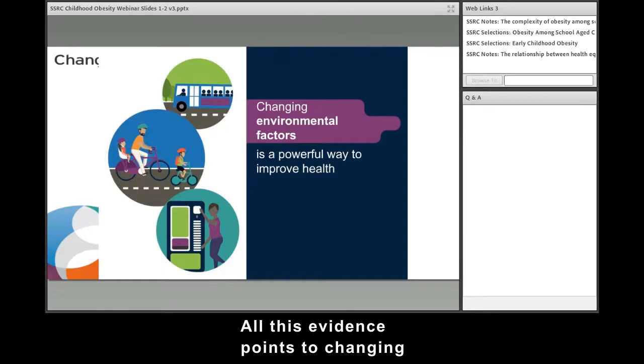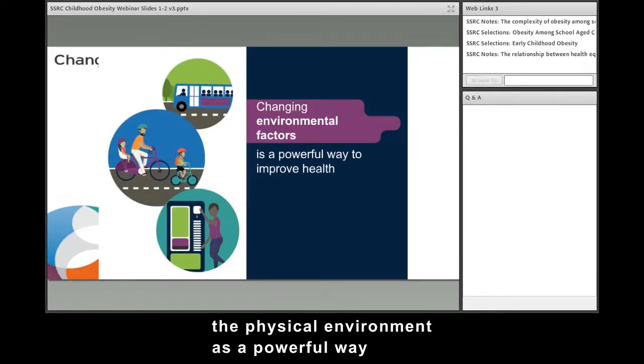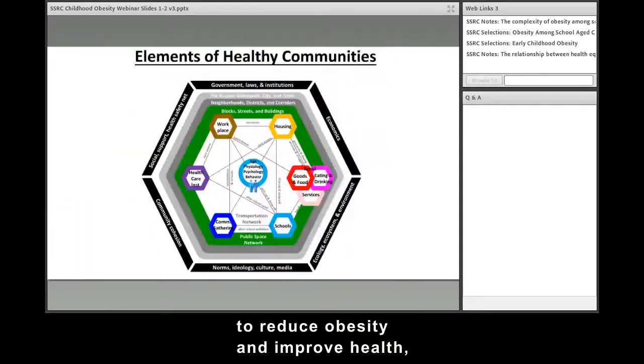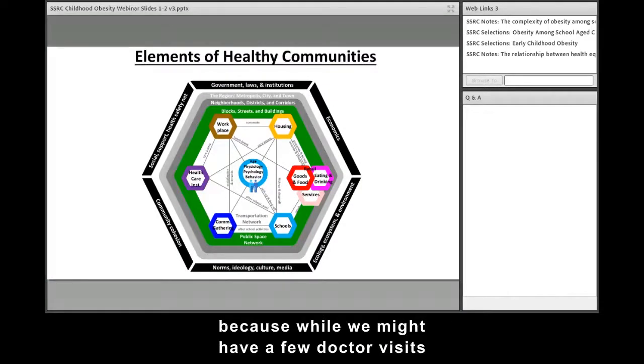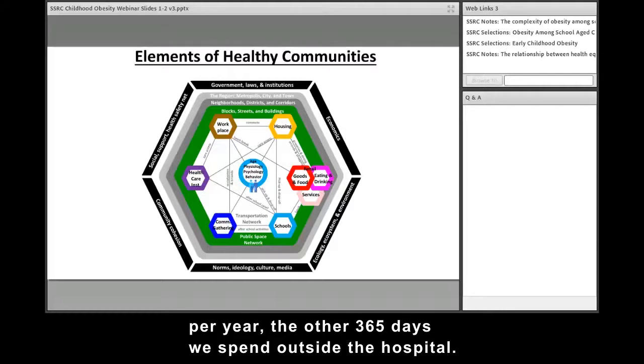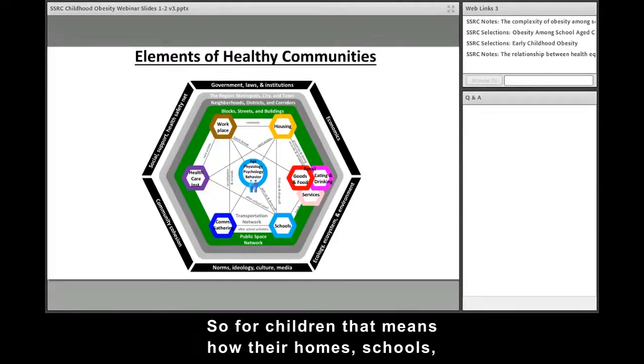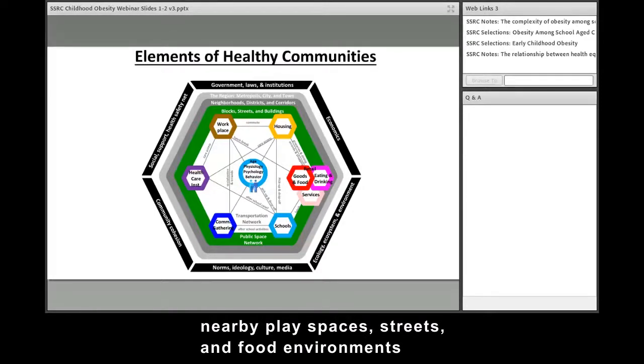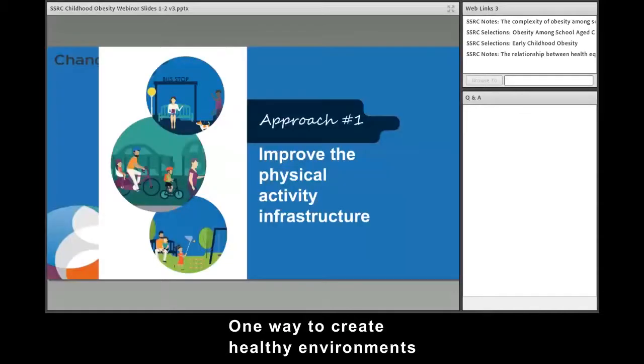All this evidence points to changing the physical environment as a powerful way to reduce obesity and improve health. Because while we might have a few doctor visits per year, the other 365 days we spend outside the hospital. So for children, that means how their homes, schools, nearby play spaces, streets, and food environments support healthy behavior and good health outcomes.